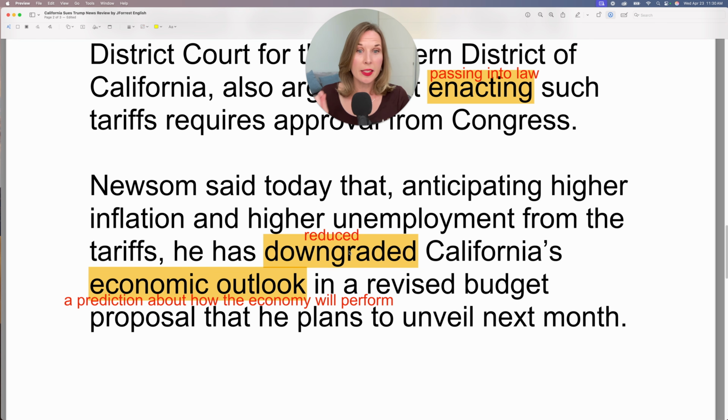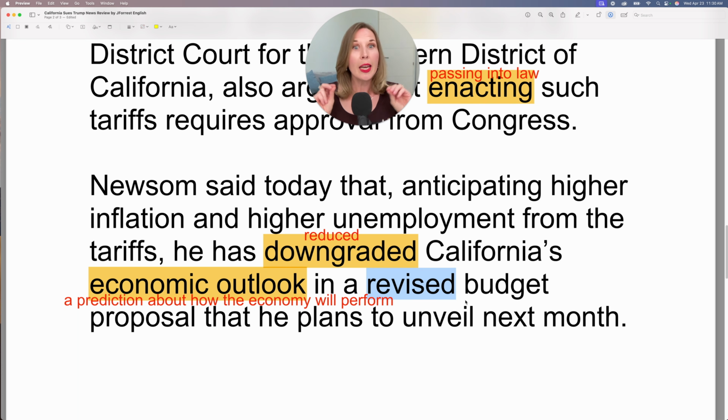So he has downgraded California's economic outlook in a revised budget. Revised. So notice that pronunciation, revised. So a revised budget means there was an original budget, but then changes were made and there's a new budget. So that would be a revised budget. That's the adjective form. So the verb is to revise something. We need to revise the budget. We need to make changes to it, maybe because we have new information or there was some event that took place.